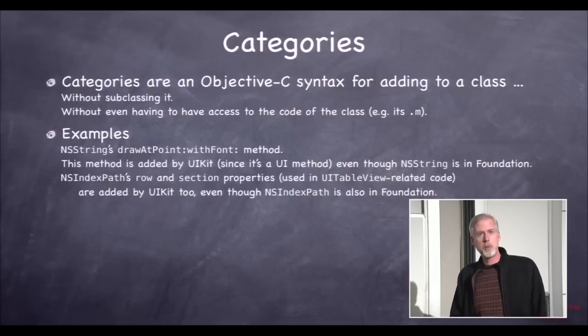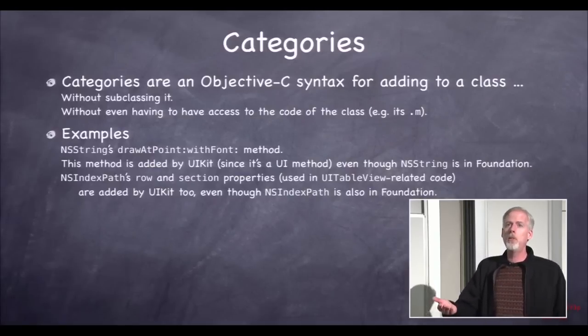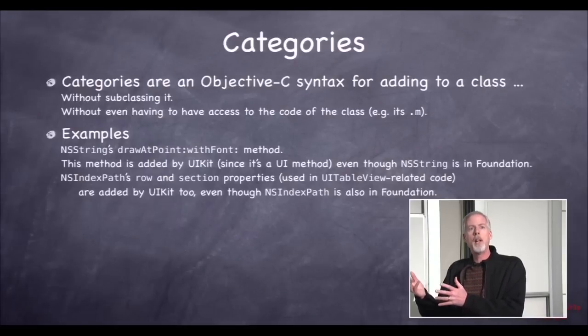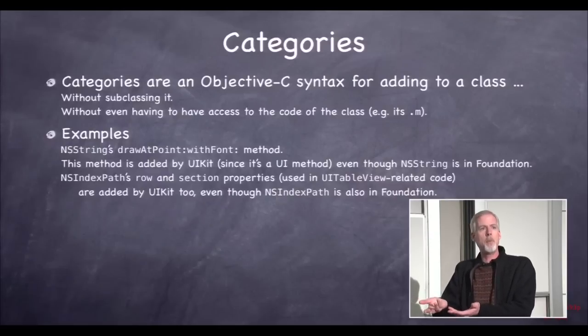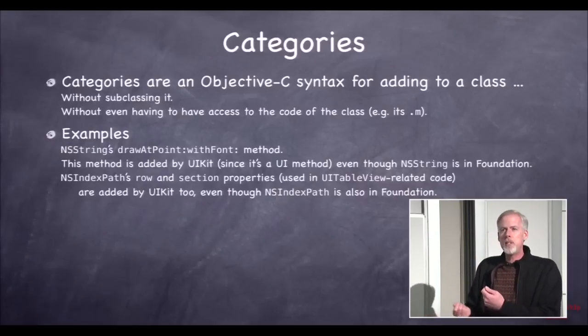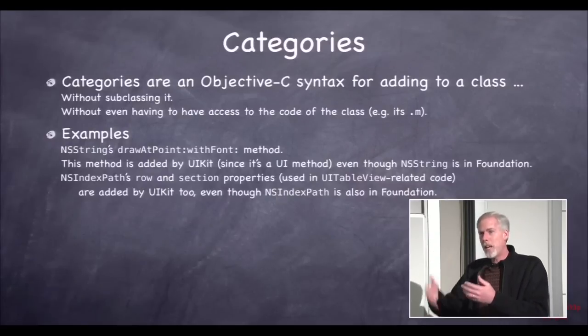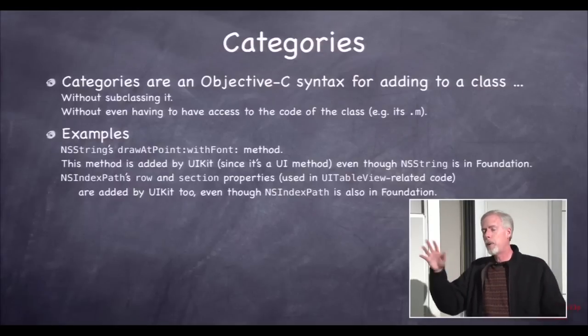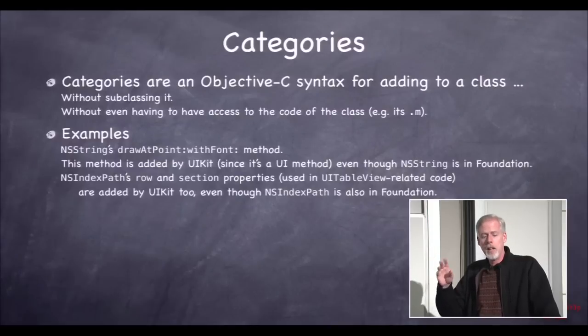Same thing with NSIndexPath. When you're in your table view and you're saying indexPath.row, you're getting the row property from NSIndexPath. Well, rows and columns, that's a table view thing. That's a UI thing. Index paths are not about rows and columns. So, rows and sections, rather. UIKit is adding the property row and the property section to NSIndexPath.